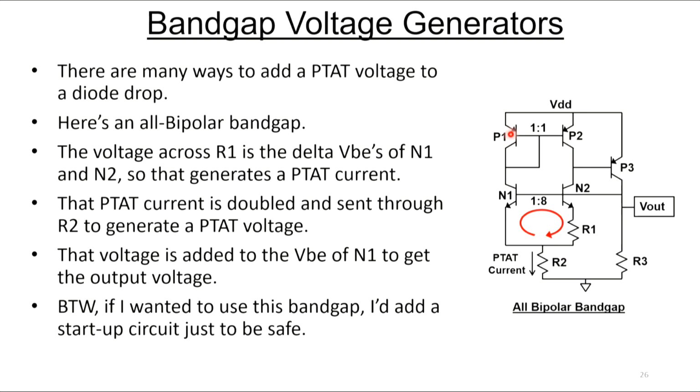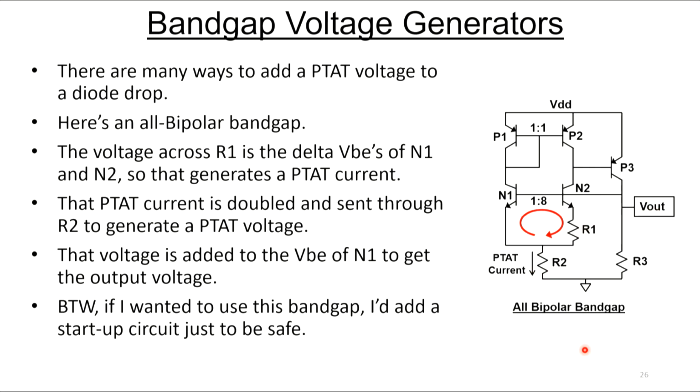and this 1-to-1 ratio up here forces the current on the left and the current on the right to be the same. And those two currents get added down here. They're both PTAT currents. So the drop across R2 is PTAT. That drop gets added to the VBE of N1 here. So this is your diode, that's your resistor, and that gives you your output voltage.